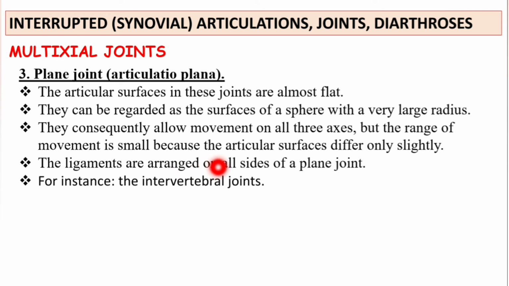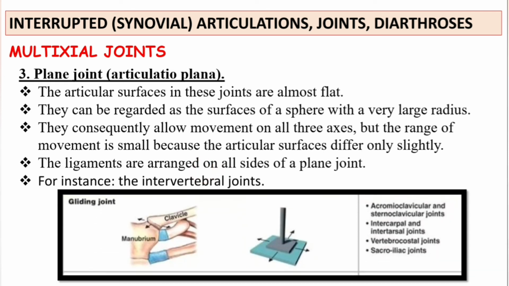A very good example of the plane joint is the intervertebral joint. All right, so this is an example. In addition to intervertebral joints, there is the acromioclavicular joint, the sternoclavicular joint, which is here, between the sternum and the clavicle. Right, so gliding, same as plane joint. Vertebral costal joints, sacroiliac joint, right? But the sacroiliac joint is one of a kind, is special.